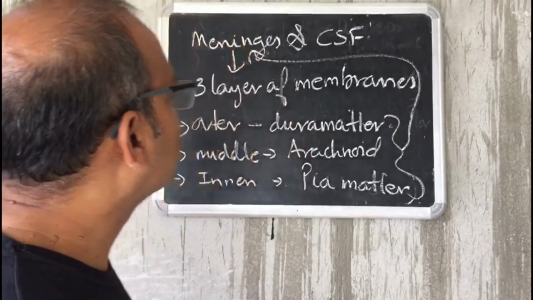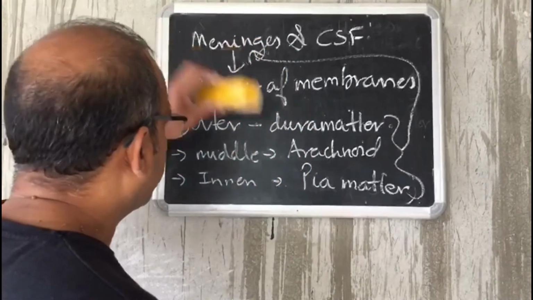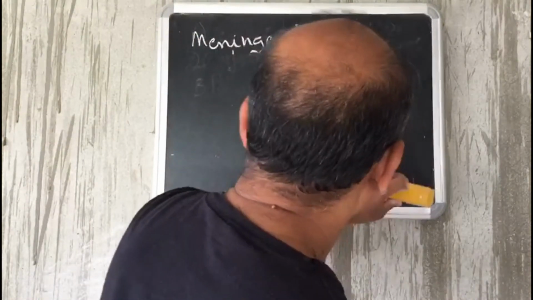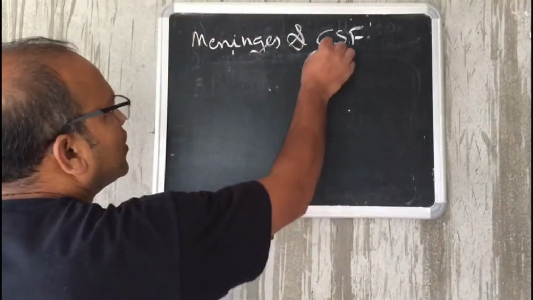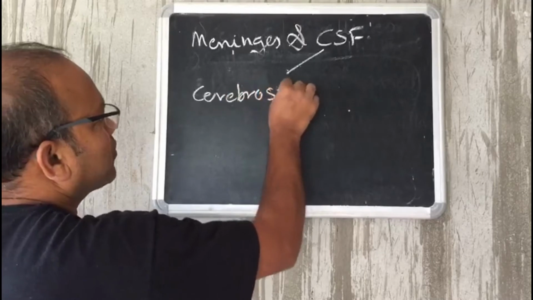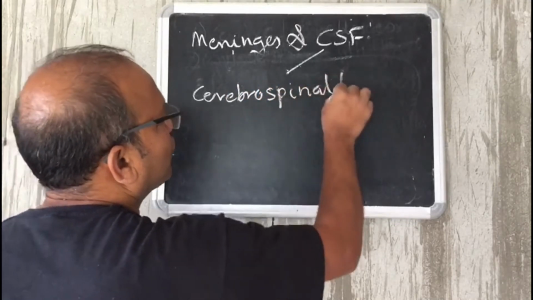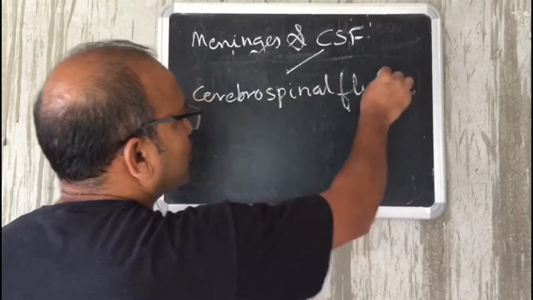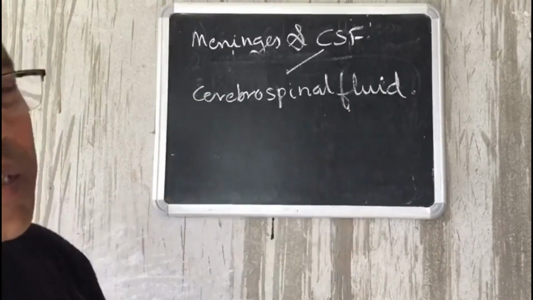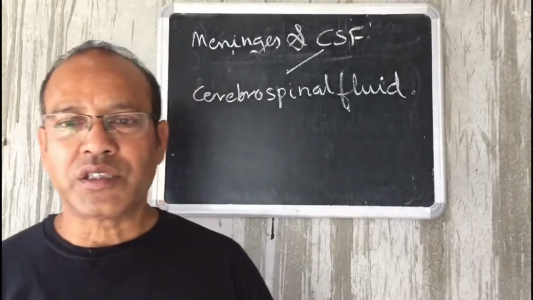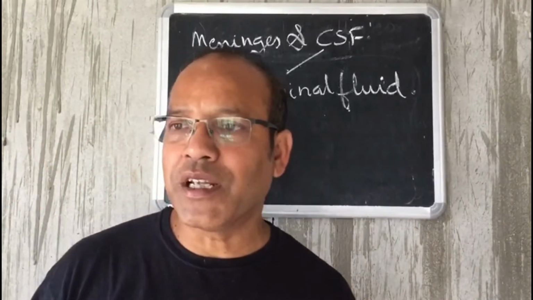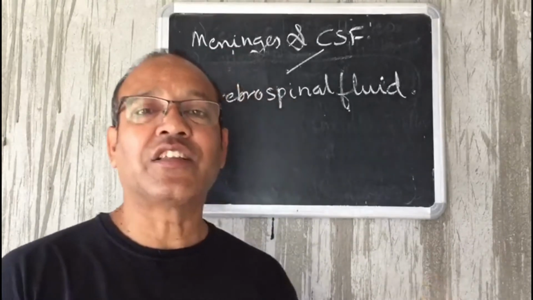Now, below the meninges, the brain is further protected by a fluid called the cerebrospinal fluid. Below the meninges, there is a space which is filled up with this fluid called the cerebrospinal fluid. Now, this fluid is not just below the meninges, it is also present inside the brain.